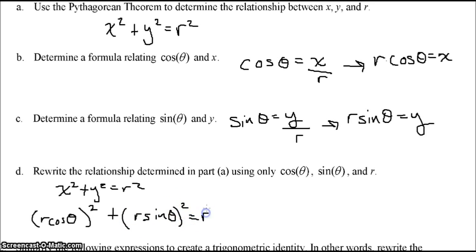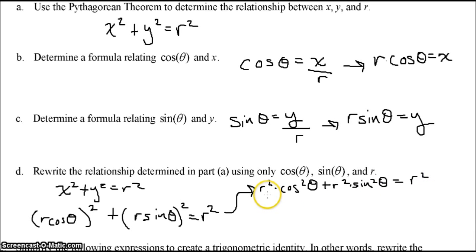Squared equals r squared. Let's do a little bit of simplifying here. This just means r squared times cosine squared theta plus r squared times sine squared theta, by the rules of exponents, equals r squared.